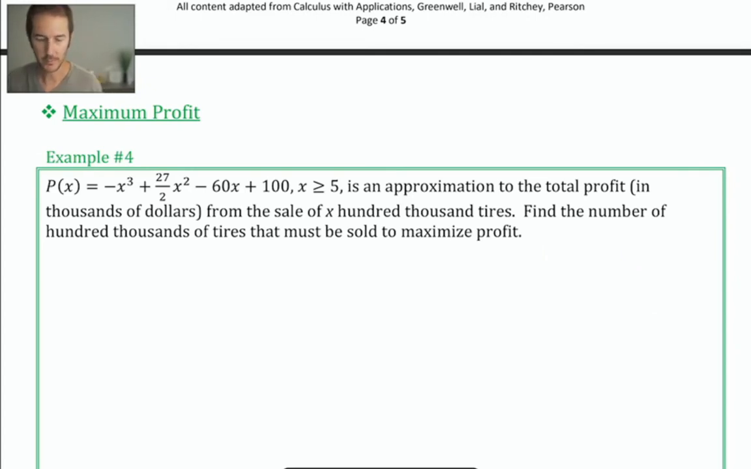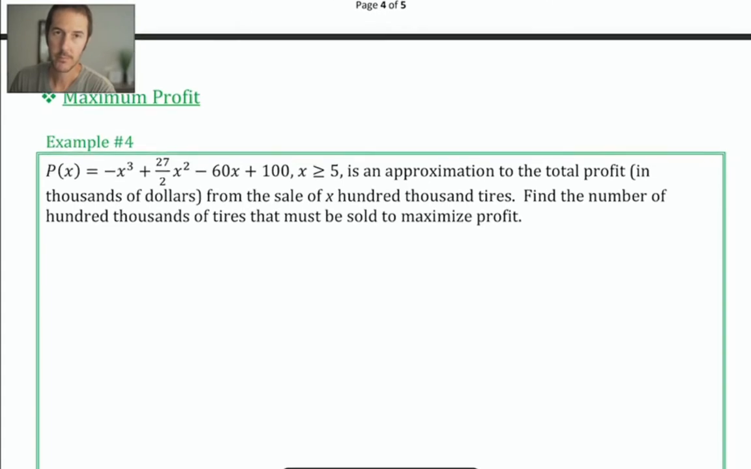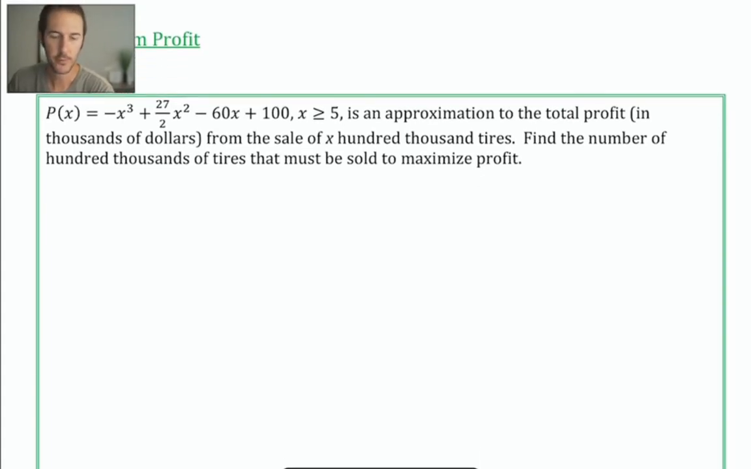So let's go through the steps. First things first, we need a first derivative. So let's find p prime, which is our marginal profit function. That's equal to negative 3x squared plus 27x minus 60. And then let's set this equal to 0.